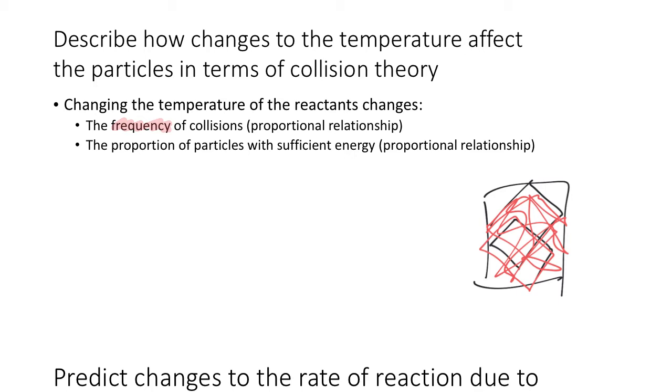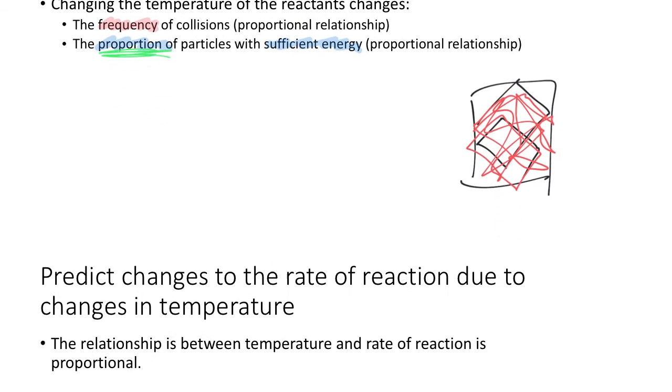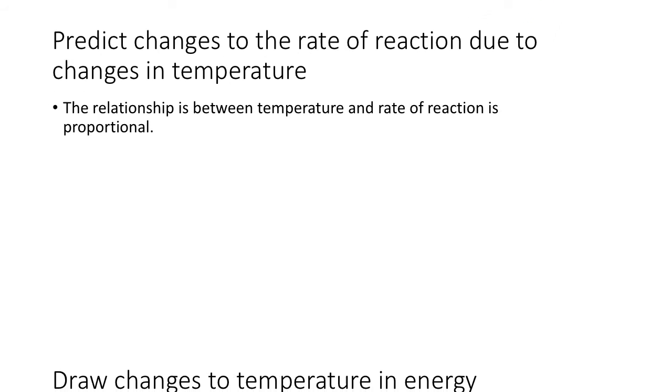And then it also changes the proportion of particles with sufficient energy. The higher the temperature, the higher the proportion. Again, that's a proportional relationship. It's really important to remember to use this word proportion. It's about saying what percentage of those particles have sufficient energy to react. So that's how the temperature affects the particles in terms of collision theory.